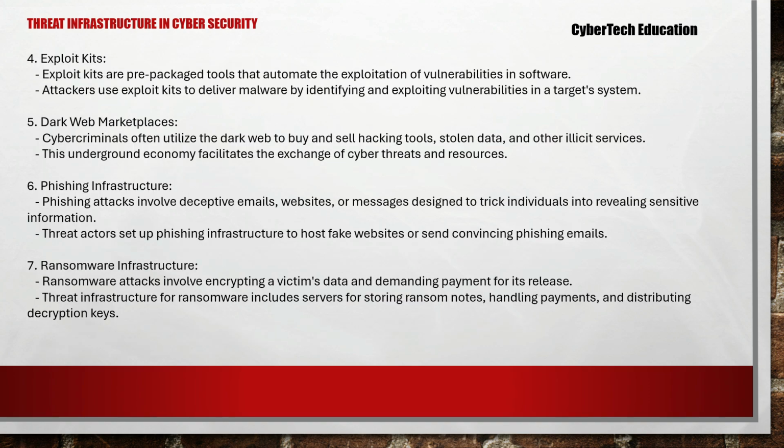The fourth point is the exploit kit. What is an exploit kit all about? Exploit kits are prepackaged tools that automate the exploitation of vulnerabilities in software. An attacker uses an exploit kit to deliver malware by identifying and exploiting a vulnerability in a targeted system. That comes under the exploit kit.